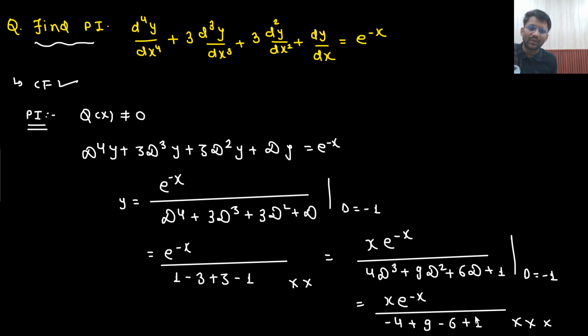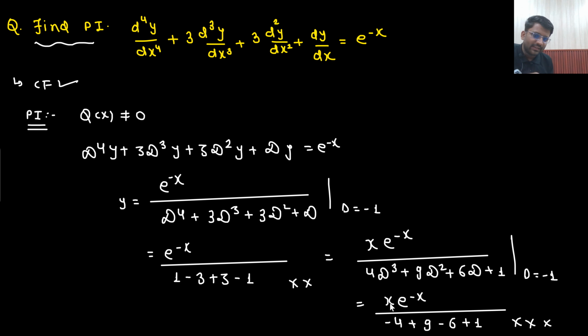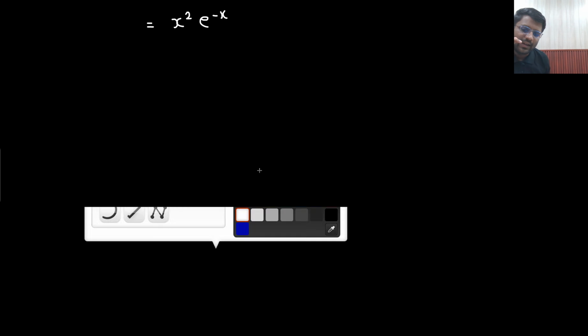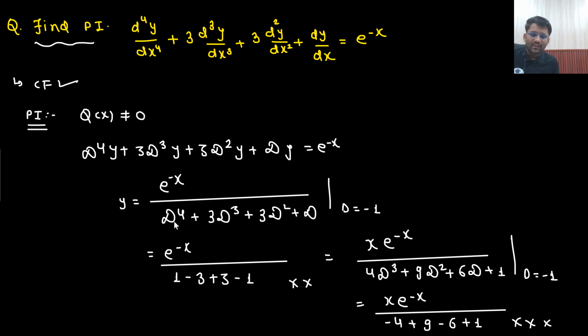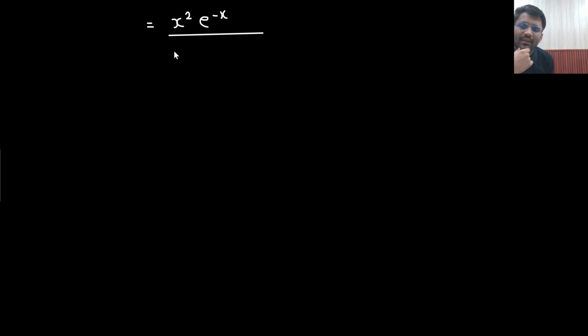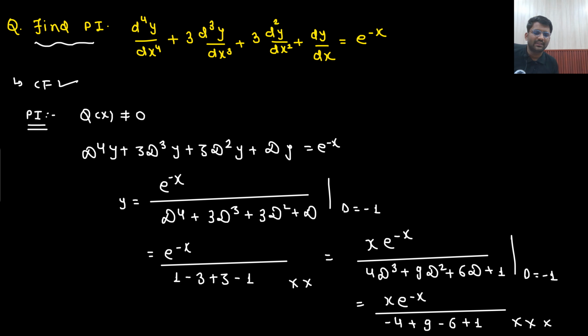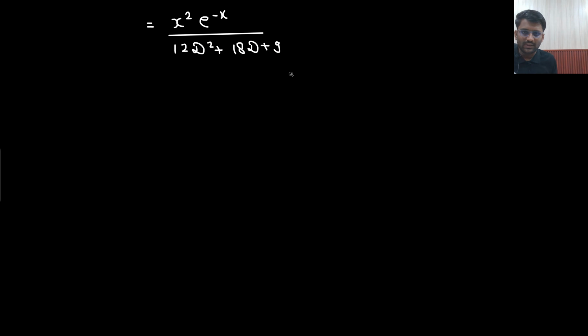So what will you do? Again, in the numerator I will multiply with x. So already it is x e to the power minus x, multiply again with x, so it becomes x square e to the power minus x, and in the downward side you differentiate. First differentiation gave me 4D cube plus 9D square plus 6D plus 1. Now differentiate again: 12D square plus 18D plus 6.